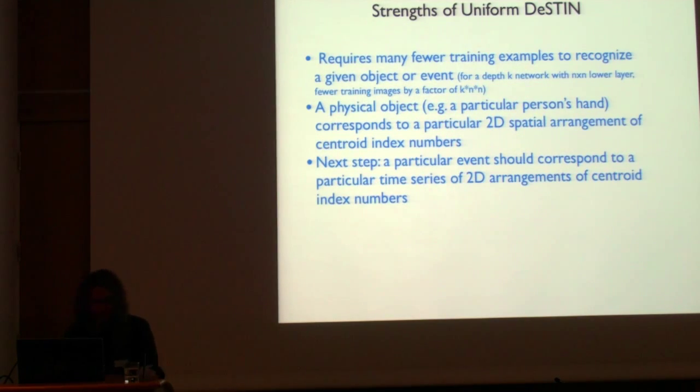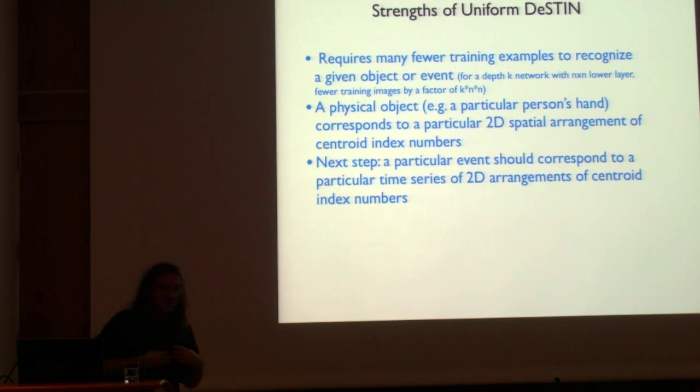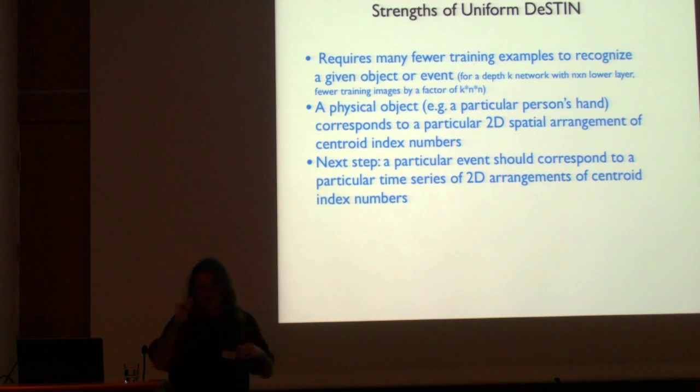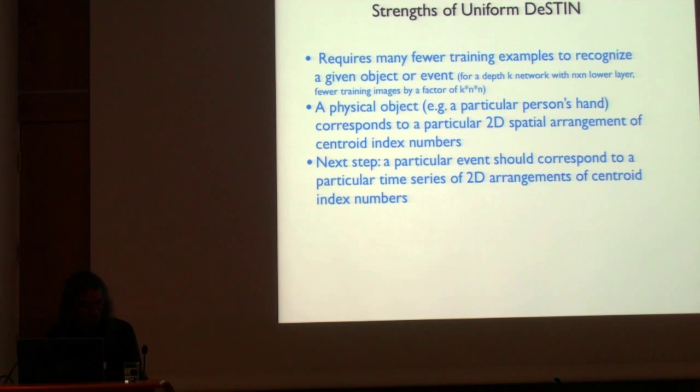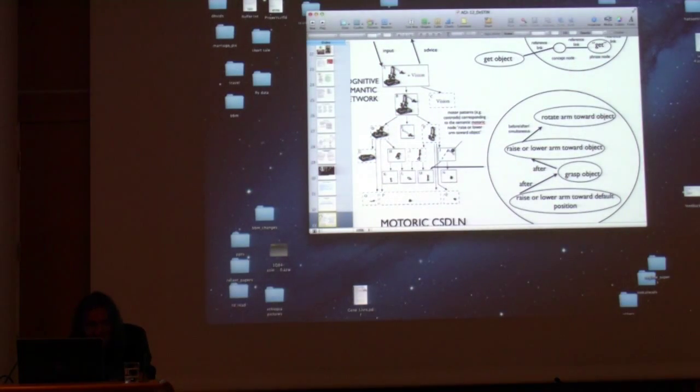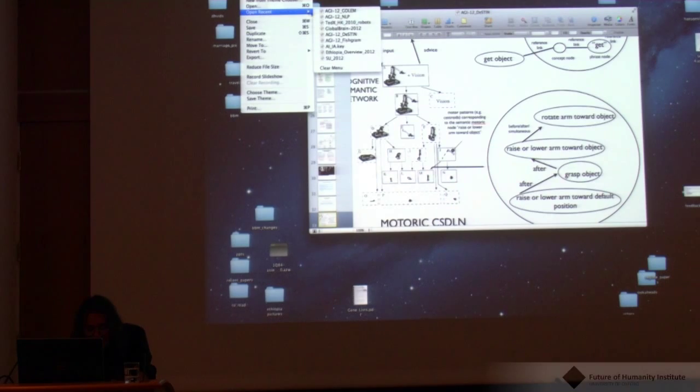So what you find is, using our version of DeSTIN that uses the same library of patterns on all the different scales and all the different portions of the hierarchical perception system, you need far fewer training examples to recognize a given object, and you can recognize a pattern like a hand or a foot or something, regardless of orientation and so forth. And one of the big lessons we've learned here is that integrating AI algorithms is not a plug-and-play operation. Even when two algorithms conceptually fit together really easily, you often need to rewrite the algorithm to get them to actually work together, which complicates things quite considerably.